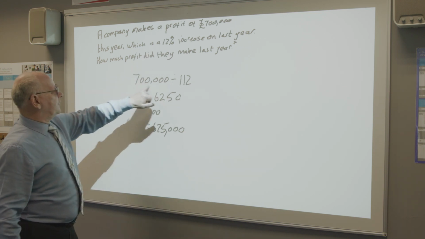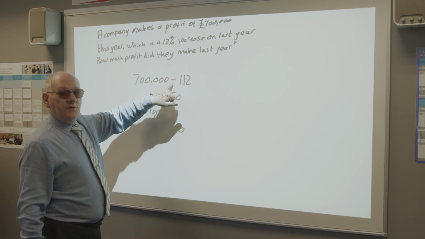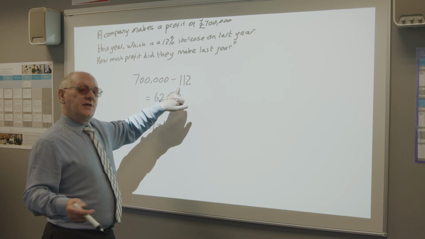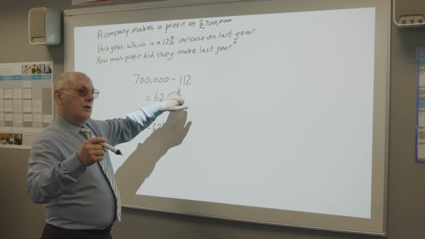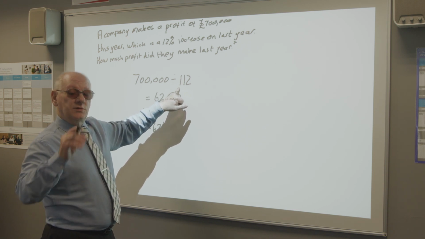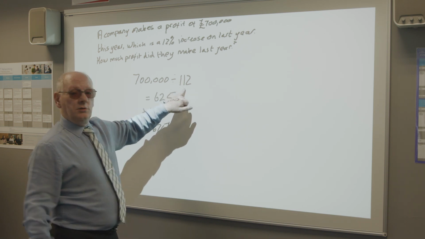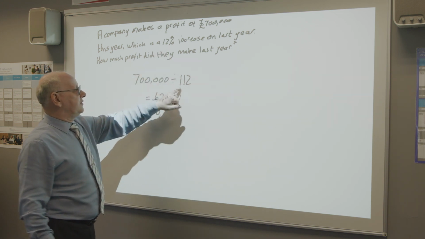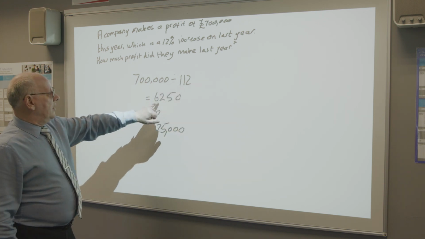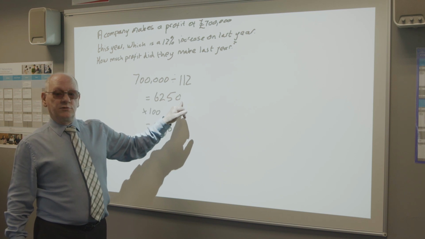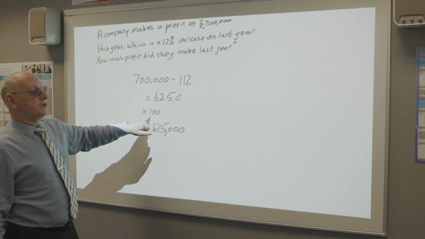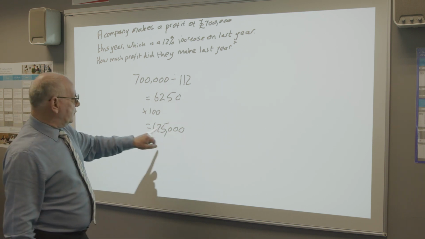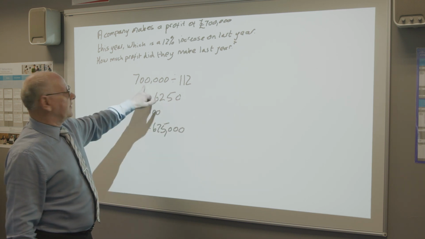This year, 700,000. Divided by, and this is the problem people are getting. It's 100% for last year's profit, a figure that we don't know yet. So 100% of that, plus the 12% increase this year. So you divide by 112, and that'll give you £6,250. Times 100, because you're after a percentage, that'll give you £625,000. And if you work out 12% of that and add it on, you'll come to that.